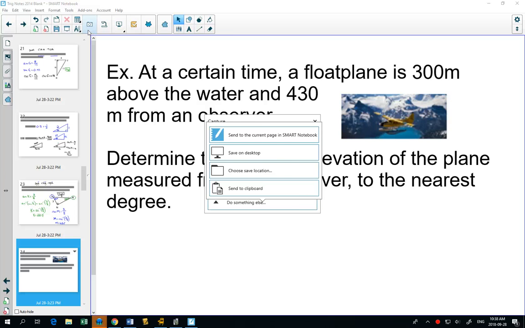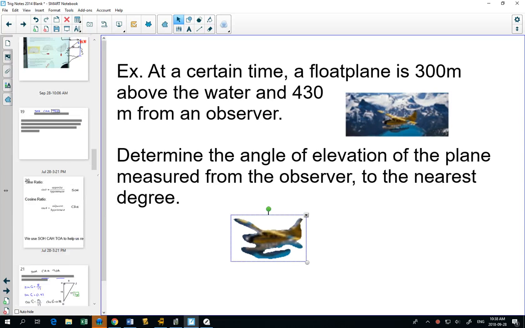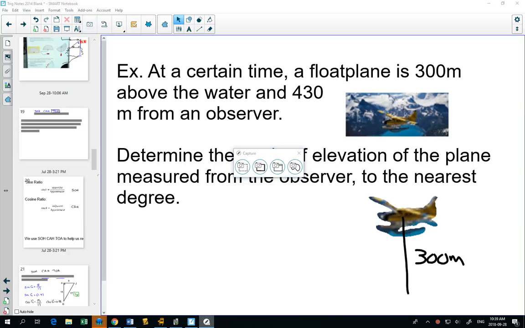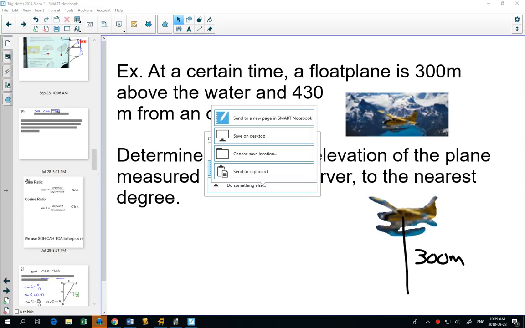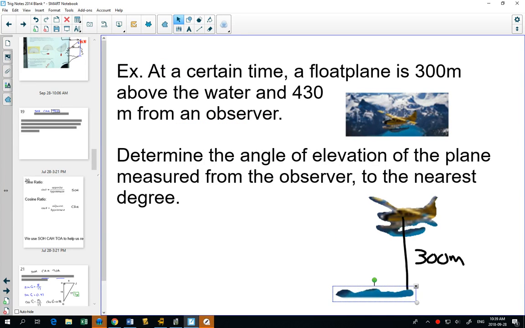Yeah, there it is. Perfect. Couldn't have drawn it better myself. So there is our float plane right there. It is 300 meters above the water. There we go. There, perfect. So there we have our water and our person.